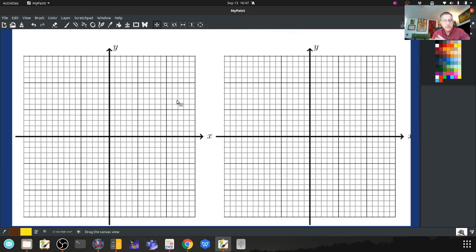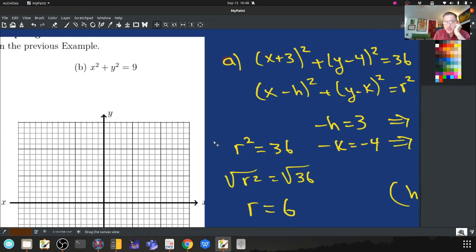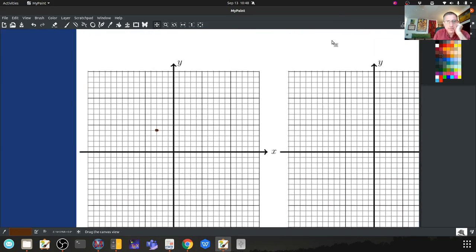So −3 on the x-axis is, there's −1, −2, −3, and I'm going to go up 4. So right there is (−3, 4). So the radius is 3. So, no, sorry, the radius is 6, right? Is that what we decided? Not 3, but 6. Yeah, the radius is 6.